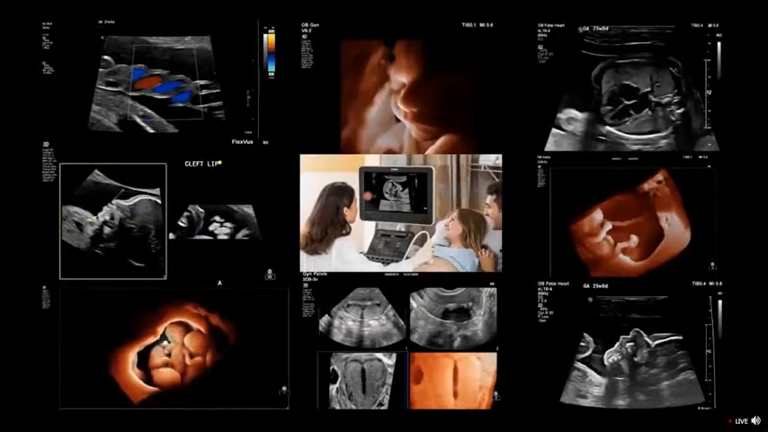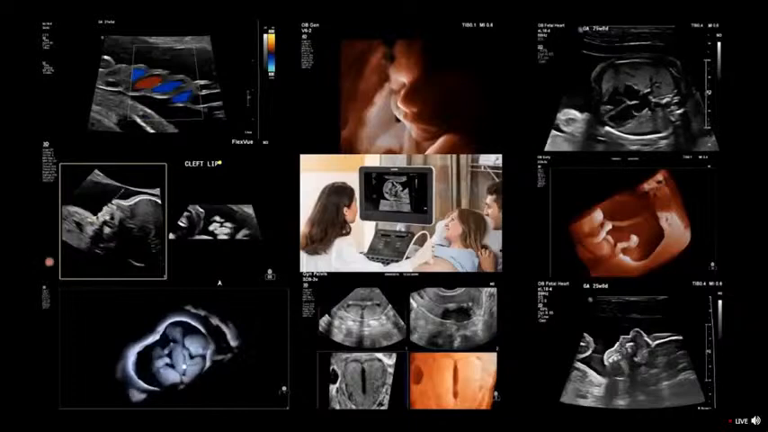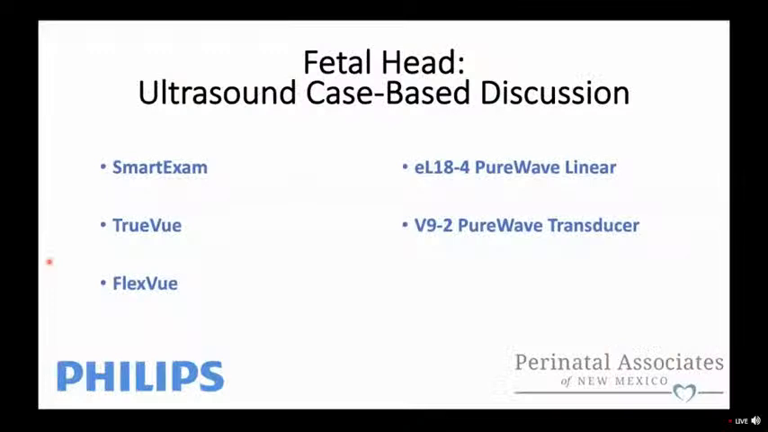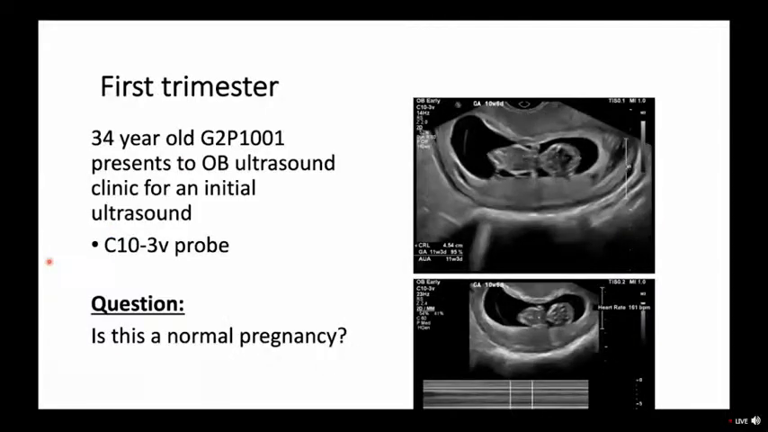We need to use the technology, and hopefully it's actually helpful to us in making diagnoses. So let's walk through a few cases here. If you want to throw out some ideas in the chat box, great, or feel free to come off mute. These are some technologies that we use each and every day in my office. Smart Exam, protocolized exam, TrueView is that beautiful 3D imaging with the light that goes in and out of the volume, FlexView, the linear transducer, and then this new V92 3D mechanical transducer.